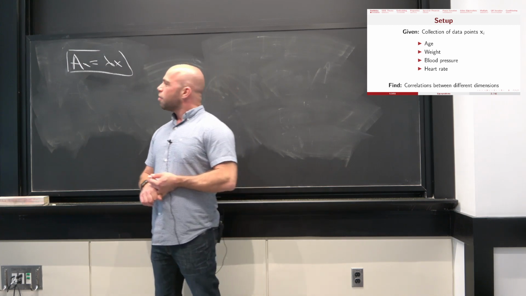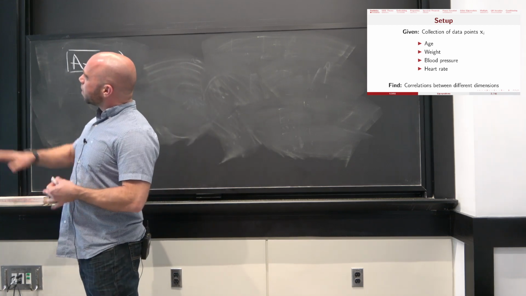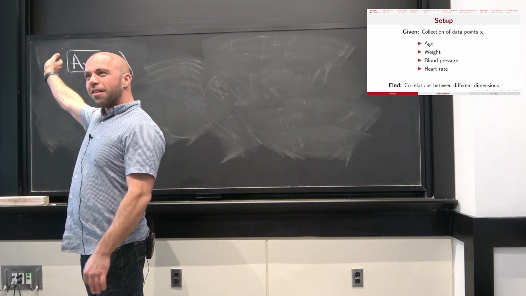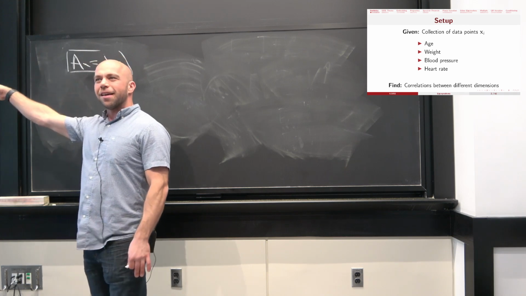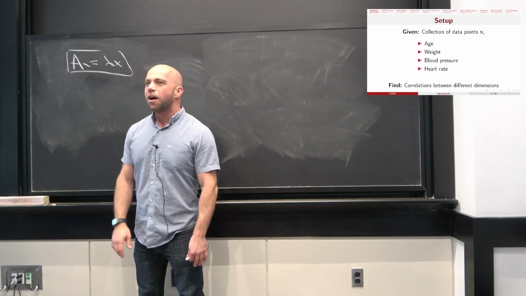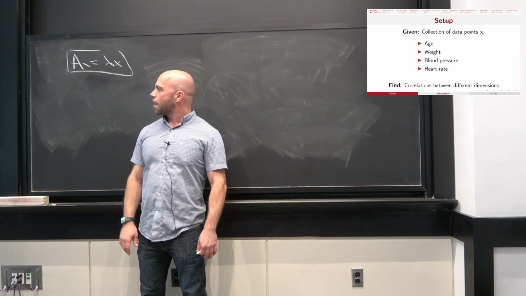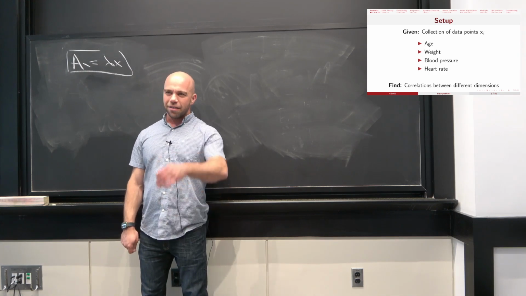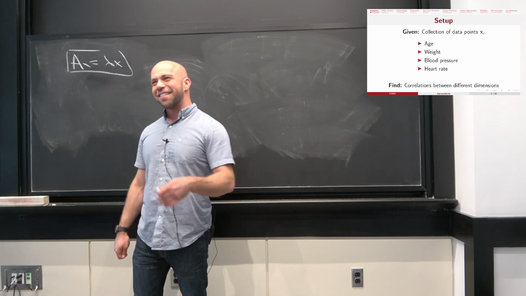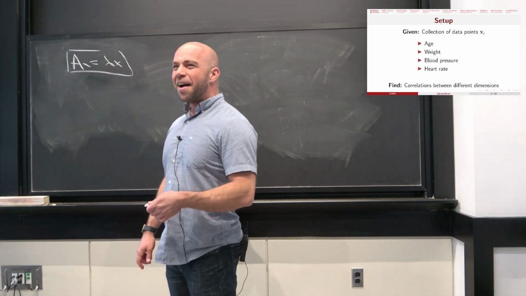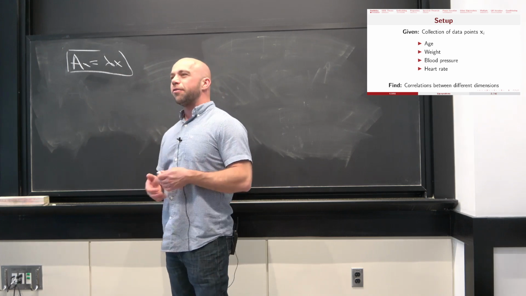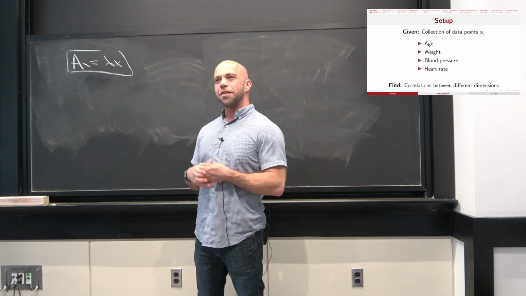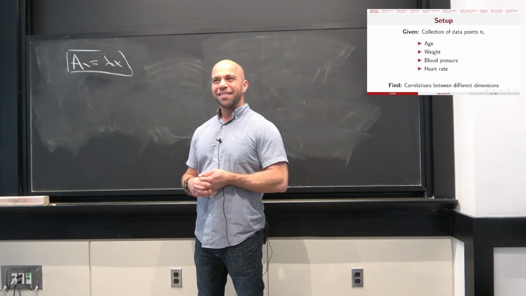Okay? So let's say that we go out there and we collect a bunch of data points, x_i, in some Euclidean space, and they contain all kinds of numbers in them, in different units, right? Like age, weight, blood pressure, heart rate, I don't know, favorite color expressed as a wavelength. So we'll stick to numerical form for today. And at the end of the day, we're trying to find correlations between different dimensions. Like, as you get older, you tend to like the color green, something like that.